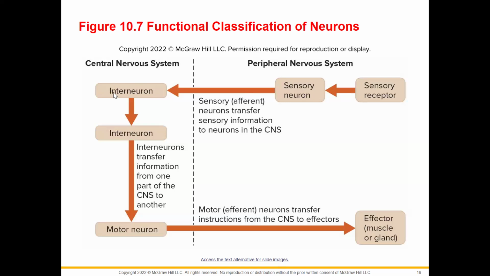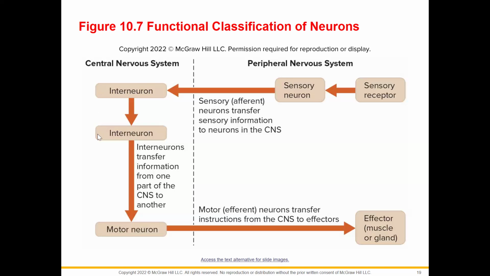The interneurons are between neurons. So these are the neurons that are between receiving the information and sending it out. You may have one interneuron processing the information. You may have more than one that is taking that information and sending it to the next place. So interneuron to interneuron. Then eventually, regardless of whether it's one interneuron or more than one, it's going to send information to the motor neuron.